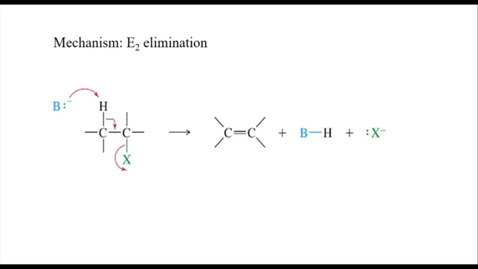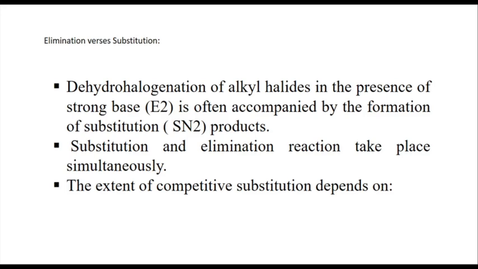So E2 elimination is similar to the SN2 nucleophilic substitution reaction, right? Since the abstraction of proton by base and removal of halogen take place simultaneously. Okay, so it's an E2 elimination pathway. And dehydrohalogenation of alkyl halide in the presence of strong base is often accompanied by the formation of substitution product. Okay, so substitution and elimination reactions take place simultaneously.